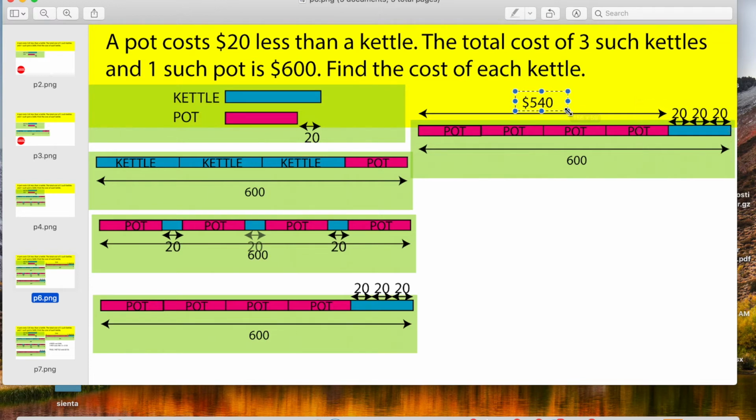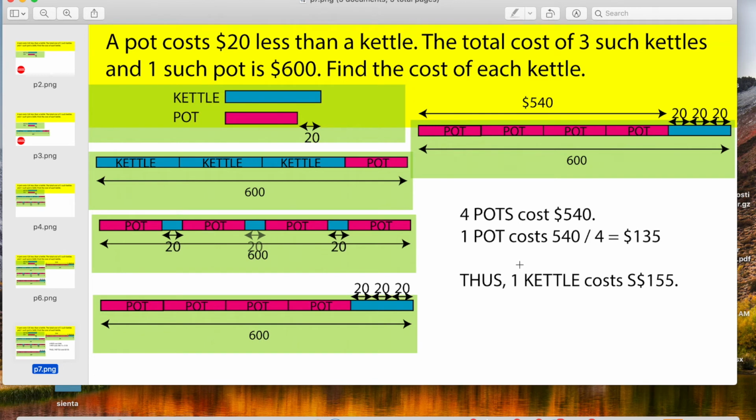Now you have to minus these 60. Because if you don't minus the 60, it's still going to be 3 such kettles and 1 such pot. It'll still be $600. So in order to find 4 pots, you have to minus 60. And why 4 pots? Because you're minusing the 60, so you're getting 3 more pots, but then you still have 1 additional pot from the 1 such pot, as you can see. If you take 600 minus 60, you get 540. So 4 pots cost $540.